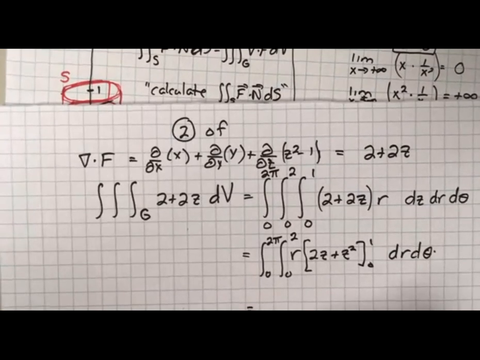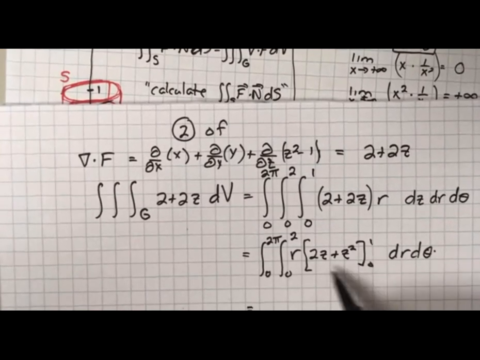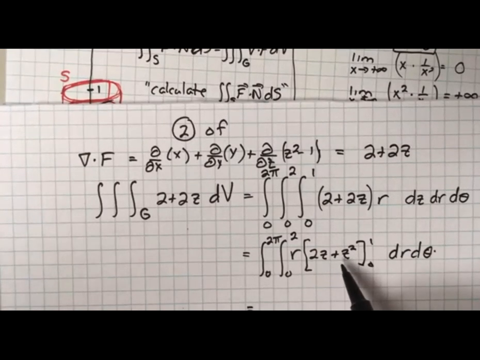Okay, moving on. Let's save some vertical space here. So when I plug in 1 and 0, when I plug in 1, I get 2 plus 1. When I plug in 0, I get nothing. And 2 plus 1 is 3.